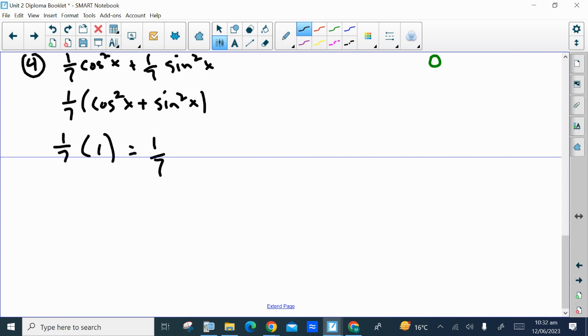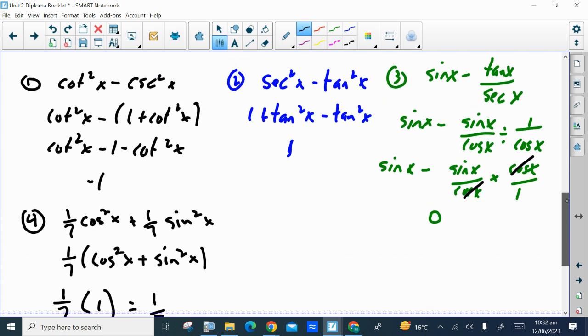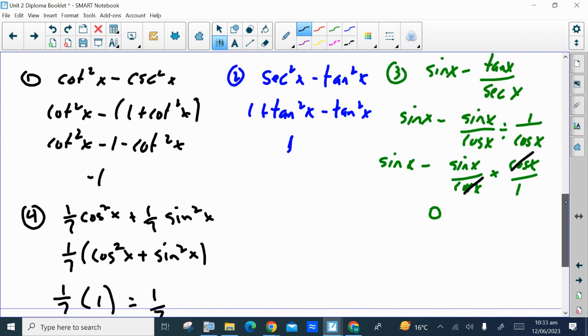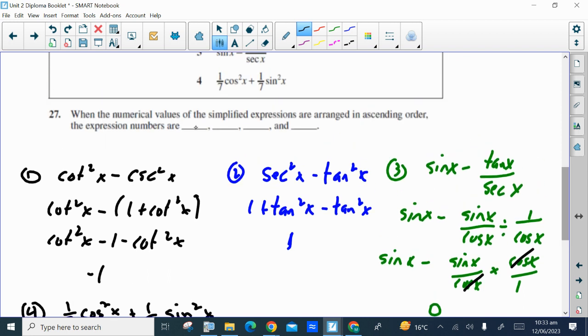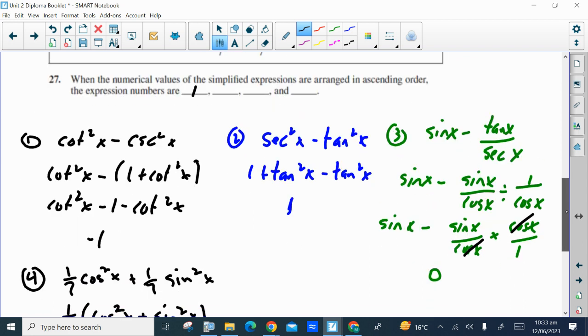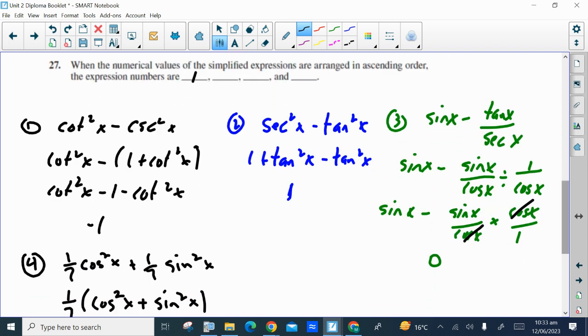So if we're going to order these expressions from lowest value to highest value, that's ascending order. The smallest one is the first expression. Its value is -1. The next smallest one will be the third expression. Its value is 0. Then the last expression, because its value is positive 1/7. And then the second expression has the highest value of positive 1.